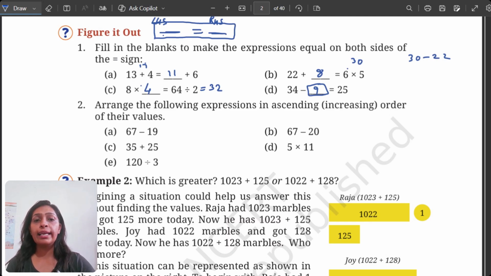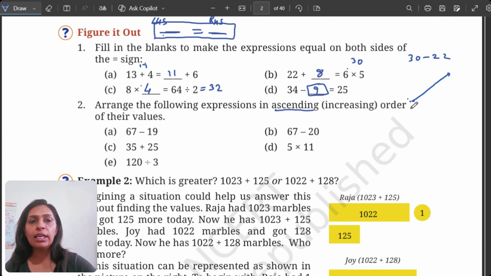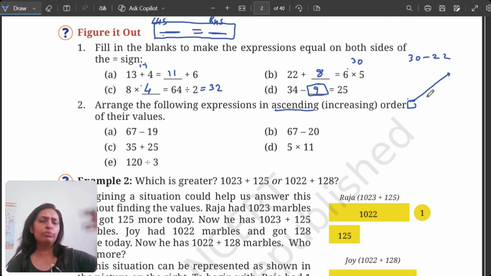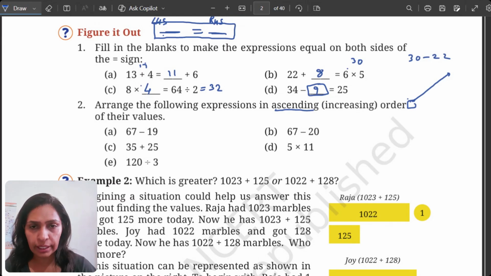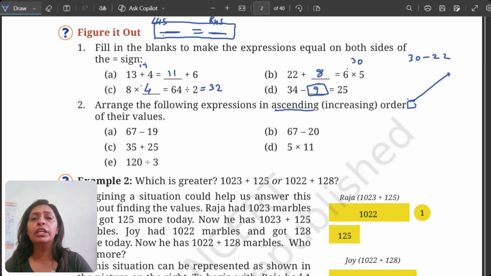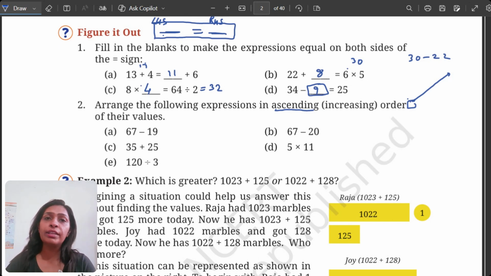Arrange the following expressions in ascending order. Now we have to be very, very careful. What is the meaning of ascending order? Ascending order means going from smaller to the bigger one. So the smallest number should come on number 1 position, then second, then third, and it keeps on going like that. But that is only possible when we know the value of the expressions.